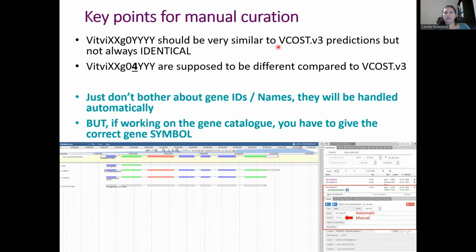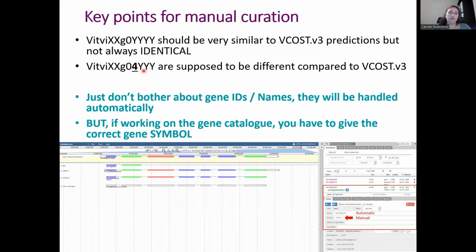So the key point to remember is that when you have a name that is kept from the VCOS v3 and transferred to the v4.1, the genes may be very similar, okay? The predictions may be very similar, but not always identical. So remember, the filtering was not 100% identity, 100% coverage, but we allowed some differences. So it guarantees that it's the most similar, but not completely identical.